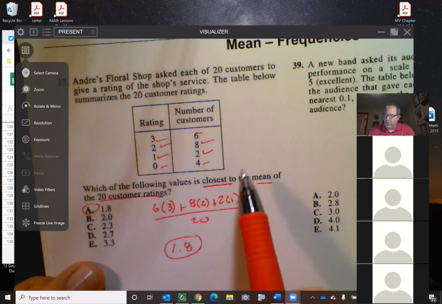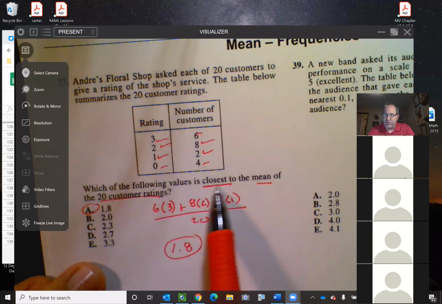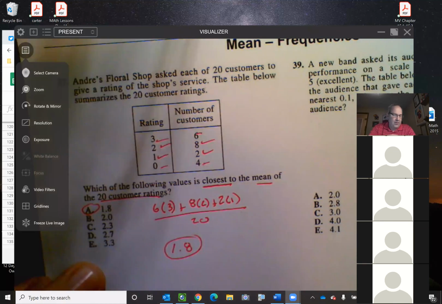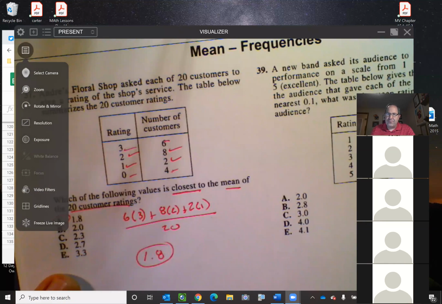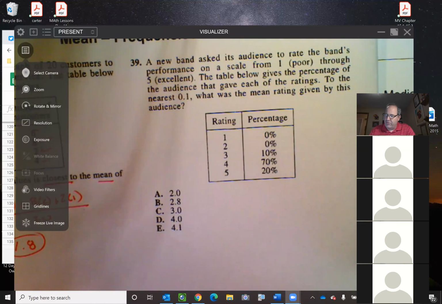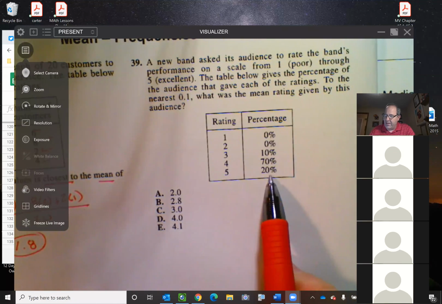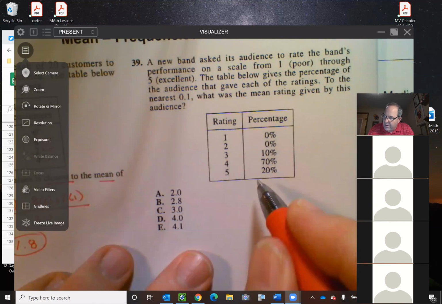Kind of weird they show the word closest when there was really no need for that. Sometimes they'll use this when they want you to round an answer a bit. This test has this quite a bit on here. Let's look at 39. So a similar idea, but now they're using percentages instead of number of customers. No big deal though. We'll still do it the same way.